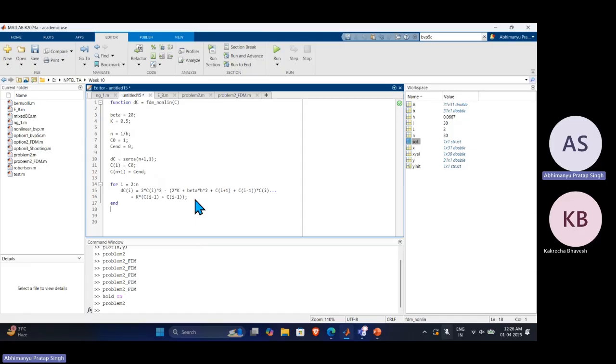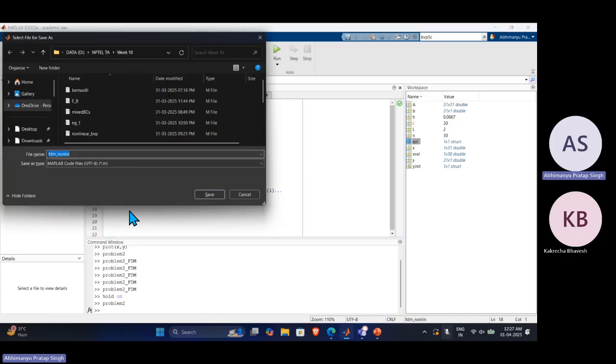Okay. So DC1 and DCn plus 1 are already 0. We want all of these equations to be satisfied. We want to find the Ci values for all of these equations. So this is the equation that we get after the FDM approach. We want this equation to be equal to 0, that means we want DCi to be equal to 0. Now this function should return DC. One more thing, let me transpose this so that it returns a column vector only.